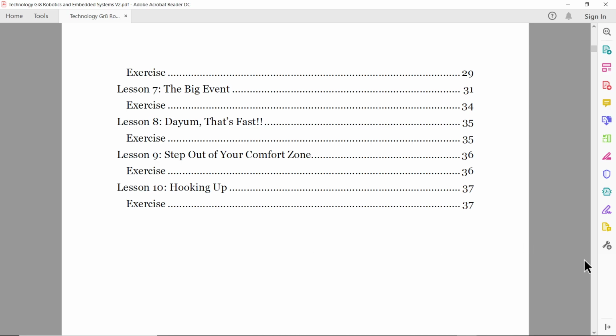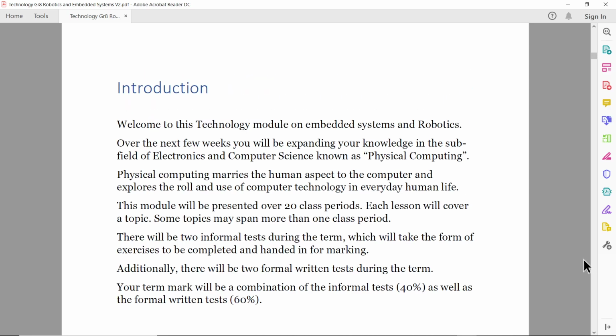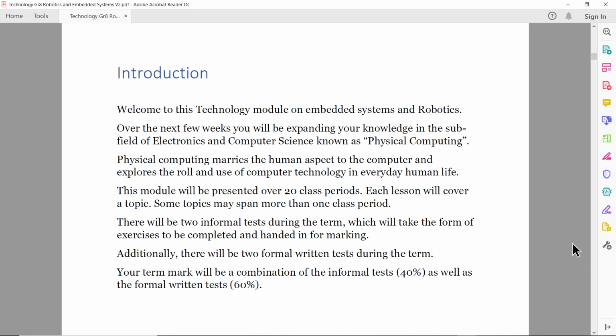Okay, let's move on to lesson 1. A little bit about what this is about. As I've said to you, these are what we're going to be doing. You can read through this introduction here. This term mark here, obviously things have changed because of COVID. That's not how this will be made up anymore.